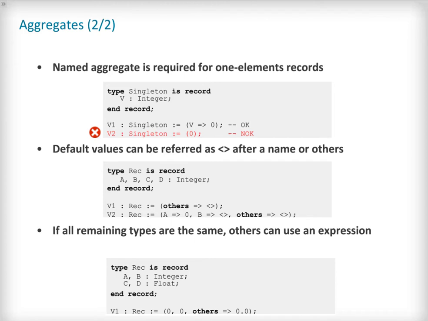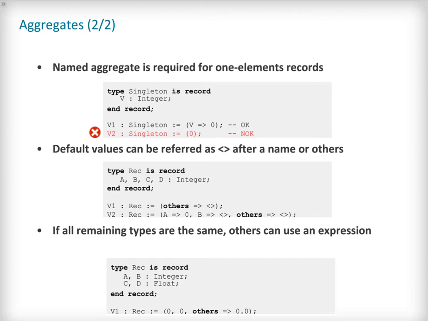A couple of interesting things to know about aggregates. First of all, when the aggregate contains only one element, such as one variable, the positional notation is illegal. It has to be done through a name notation. The reason for that is some corner cases in the syntax of the language where the positional notation would not allow to differentiate a conversion or an aggregate.